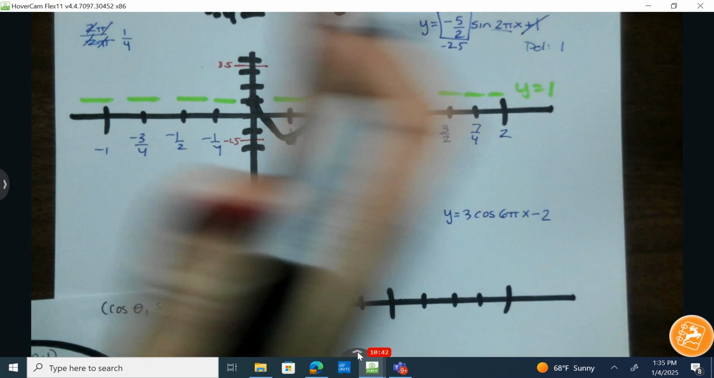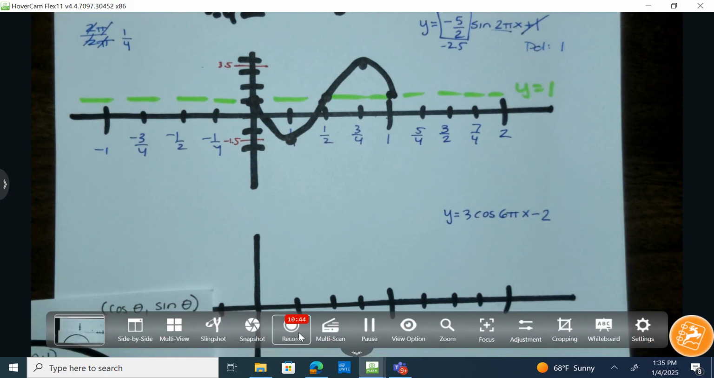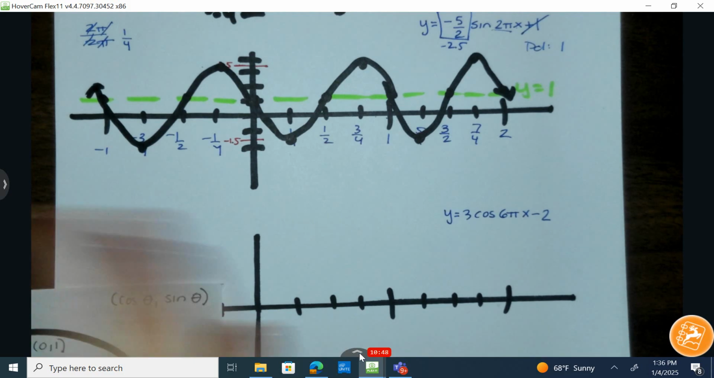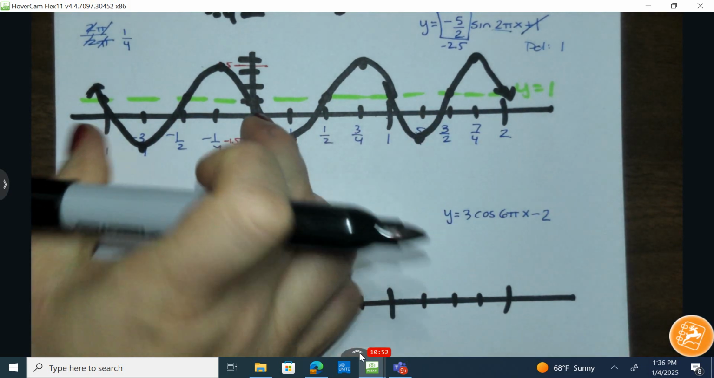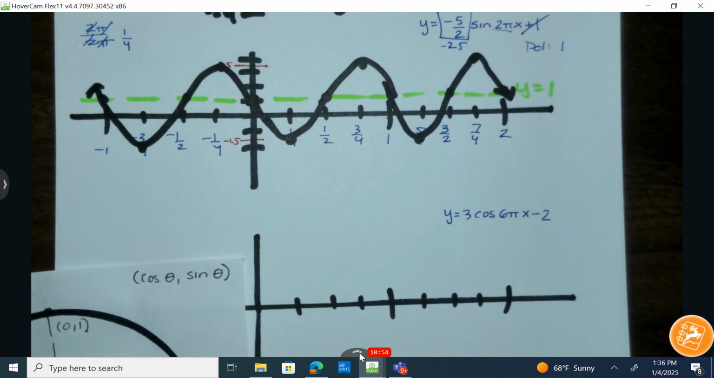I'm going to complete one more cycle to the right and one cycle to the left. Make sure. And I've completed graphing this particular equation with 2 cycles to the right, a maximum of 2, 1 cycle to the left, a minimum of -1. Let's go on to our final example.